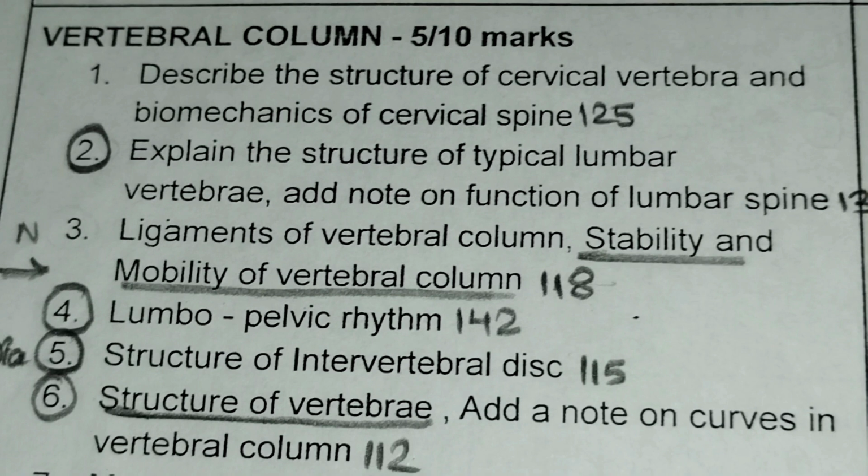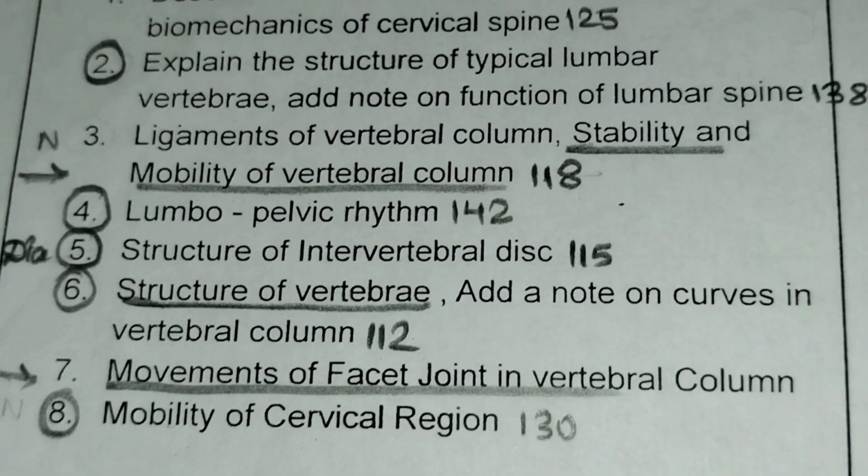Fourth one, lumbopelvic rhythm. Fifth one, structure of intervertebral disc. Sixth one, structure of vertebrae, add a note on curves in vertebral column. Seventh one, movements of facet joint in vertebral column. Eighth one, mobility of cervical region. And this was about the 5 or 10 mark questions.